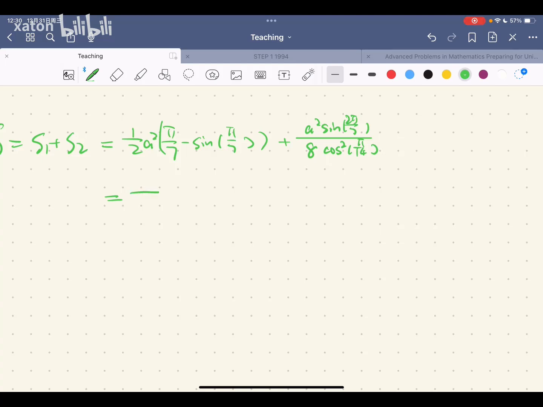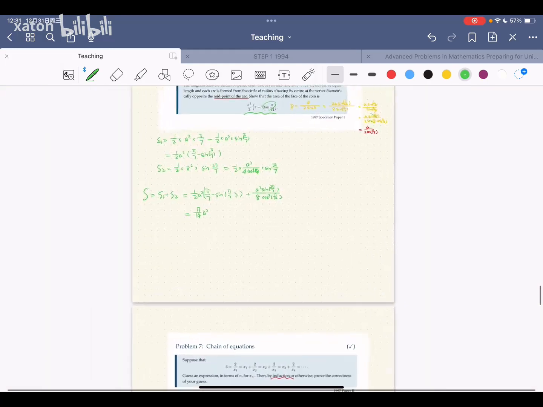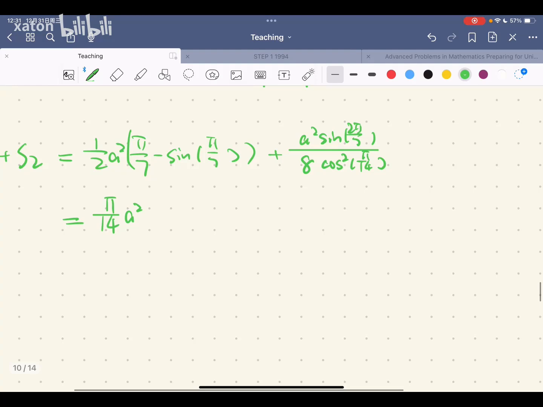So for this part, maybe you should get a square. So that's what we want. I think we're lacking something, but let's keep going and see what we get.